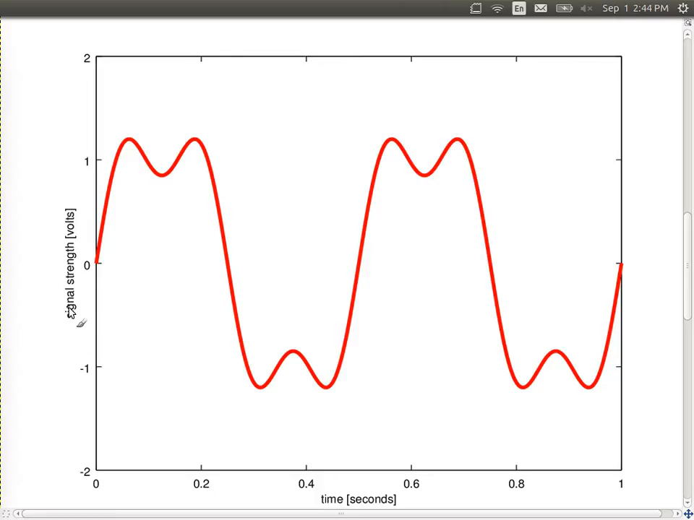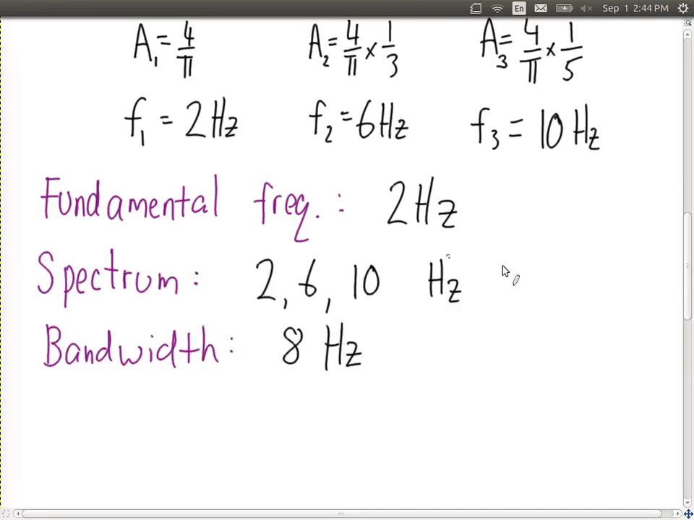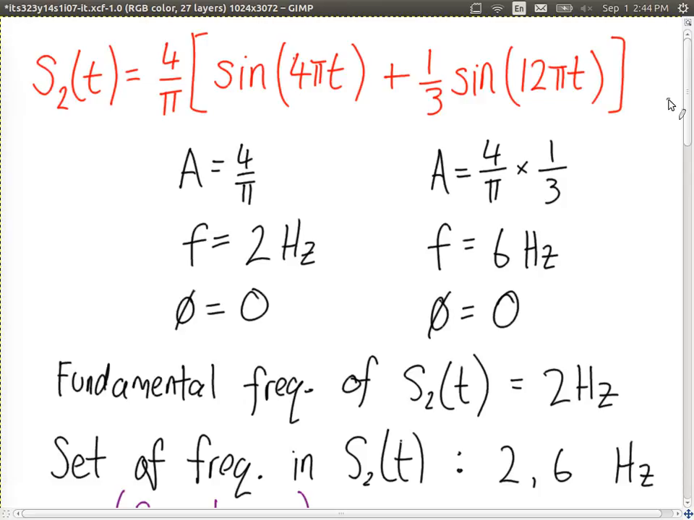But in fact, this signal was a plot of, and I'll bring up the equation from last week, this was the equation for that signal. The addition of 2 sine components. And I chose some structure such that it would produce this nice shape that I required. And if we look at the individual components, we see they have some amplitude. The second component was 1/3 the amplitude of the first component. They have some frequency, 2 hertz and 6 hertz. And a phase of 0 in this example.